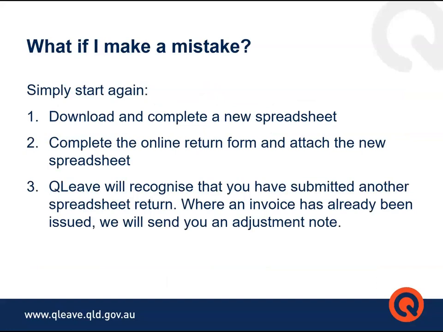So what happens if you realise you've made a mistake? We understand that a new process can be challenging, and please remember that we're here to help. If you realise you've made a mistake on the spreadsheet you submit, please download a new spreadsheet, complete and save the spreadsheet on your computer, submit another online return form and attach the updated spreadsheet. Once QLeave receives the new spreadsheet, we will use this as the final return. Where we have already issued an invoice, we will email you an adjustment note.